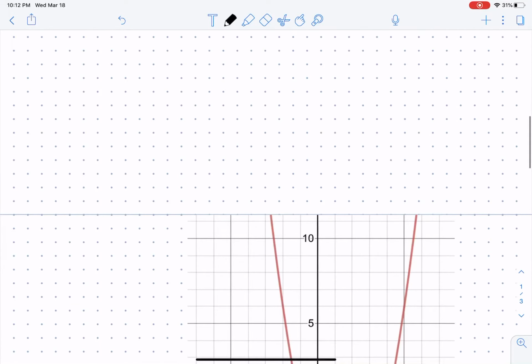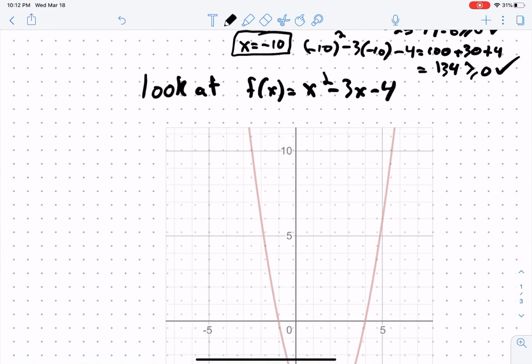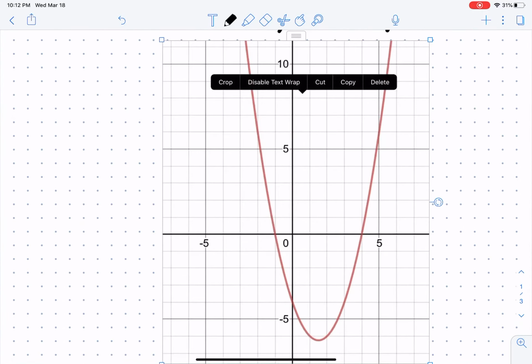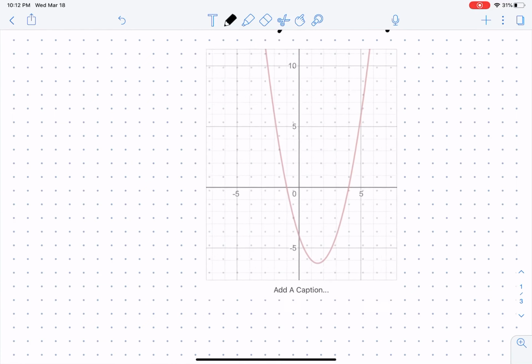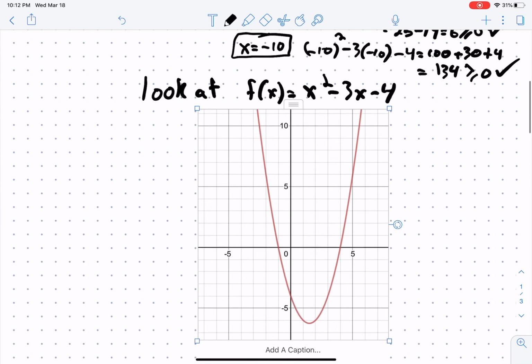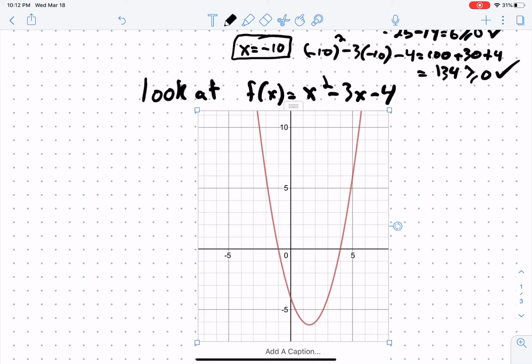Now, I have a graph of this function here. Here's what it looks like. You can see that this function is a parabola, and it has two places where it crosses the x-axis, right here and right here. It looks like that's at x equal -1 and x equal 4.